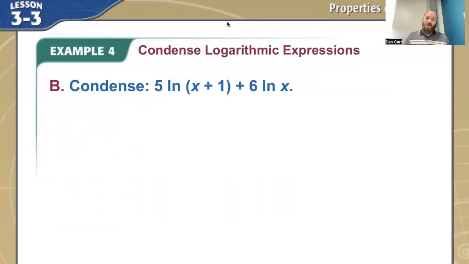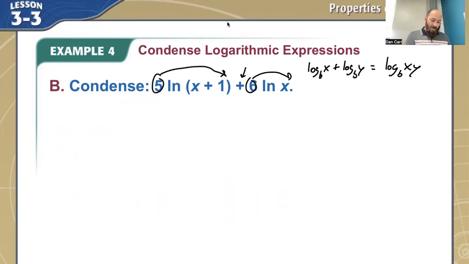We're going to condense this down. Again, I'm going to look at what operation we have in the middle. So this is going to be the log base b of x plus the log base b of y. It's going to be the same as taking the log base b of xy. So we're going to be able to multiply these together. But before I do that, let's go ahead and take care of these exponents here and here.